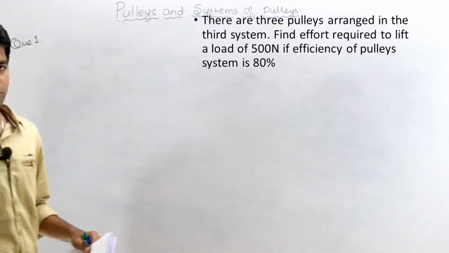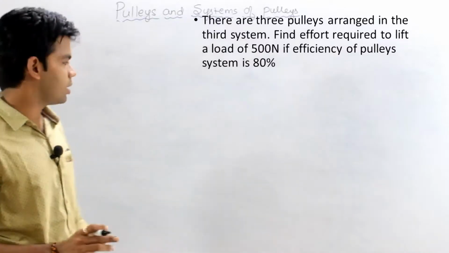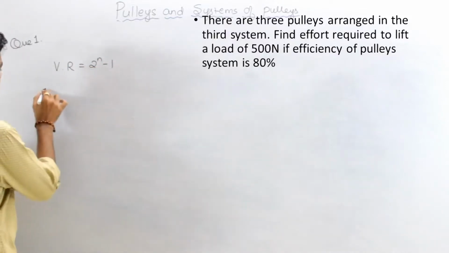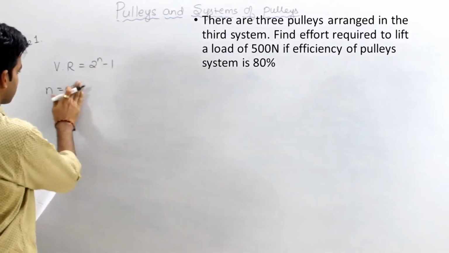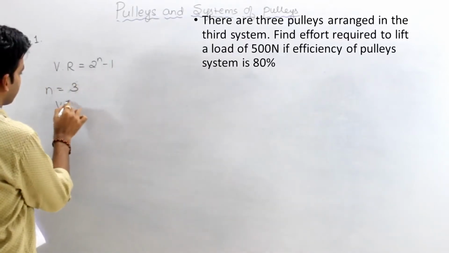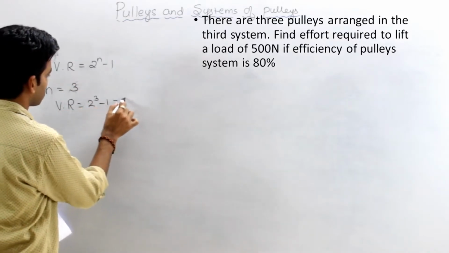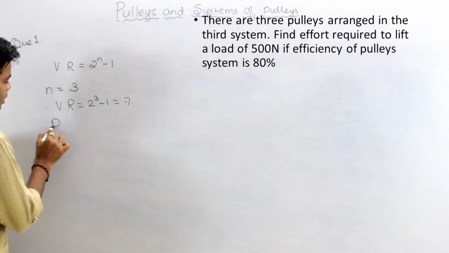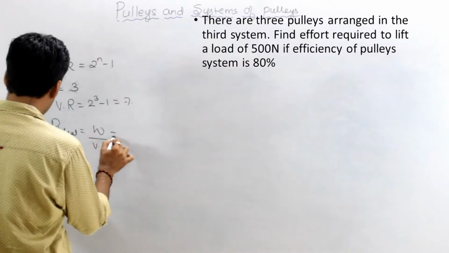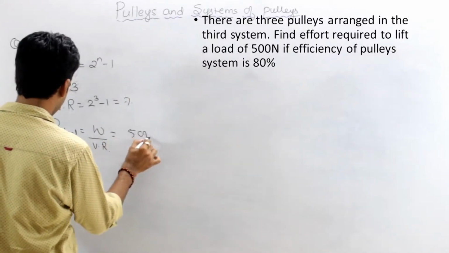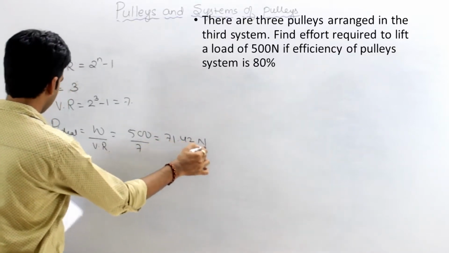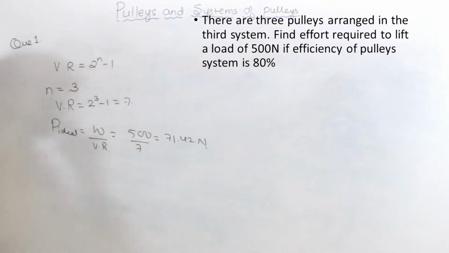Okay, so we have the third system of pulley, and as we know, for the third system of pulley the velocity ratio, which we have just seen, is equal to 2 raised to power n minus 1. Here n is given as 3, since 3 pulleys are arranged in the third system. So, the velocity ratio will be equal to 2 raised to power 3 minus 1, which is equal to 7. Now, ideal effort as we know is equal to W upon velocity ratio. The load to be lifted is 500 Newton divided by velocity ratio 7. So, this will be equal to 71.42 Newton. This is the ideal effort to be applied.